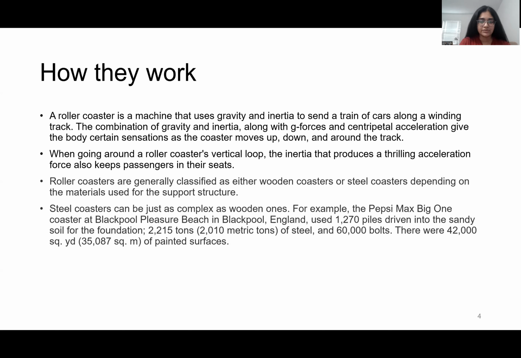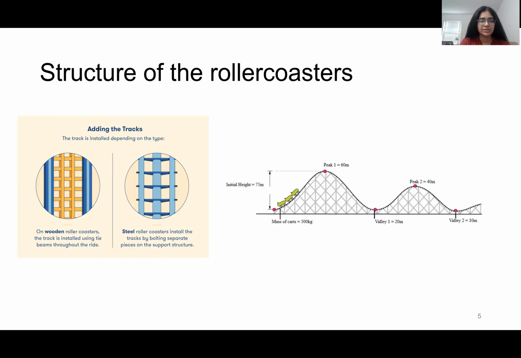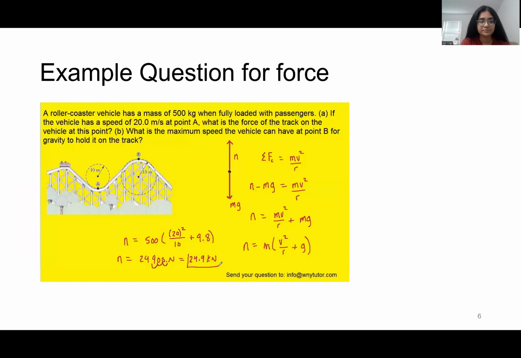Usually, roller coasters are made of steel because of their high stress and low bearing capacities. Usually, the structure of a roller coaster is a crisscross steel design. One example of a roller coaster with a mass of 500 kg when fully loaded with passengers is given in this diagram, which has a speed of 20 meters per second at point A, and we have to find what the maximum speed of the vehicle at point B is for gravity to hold it on the track.